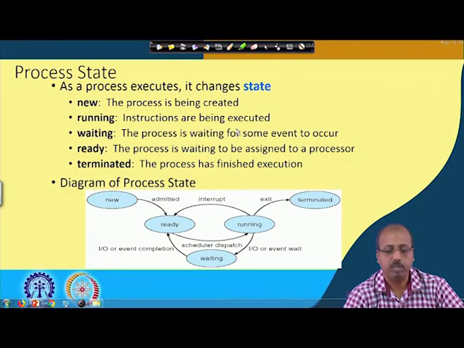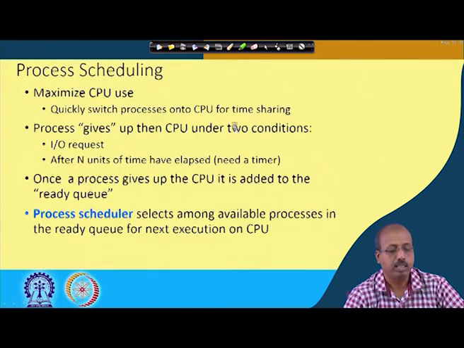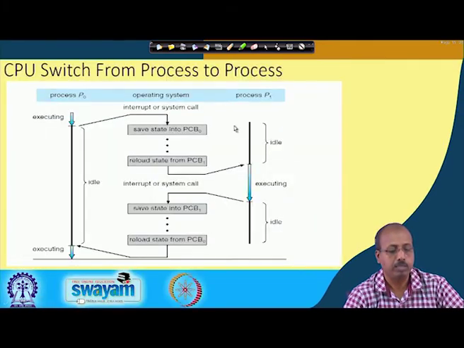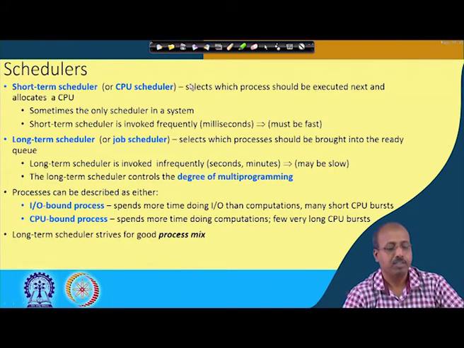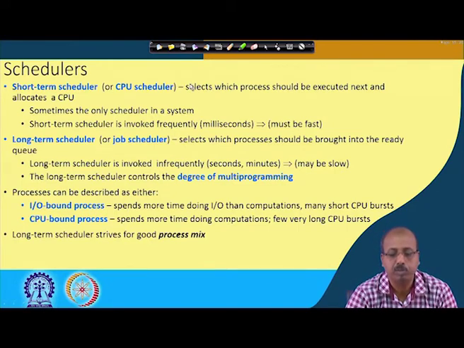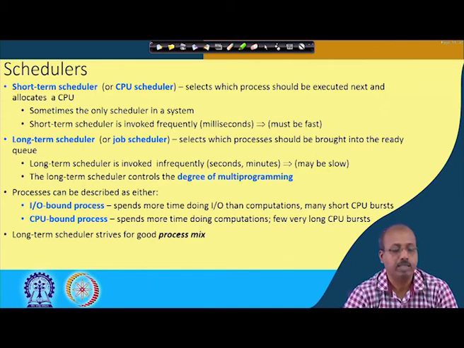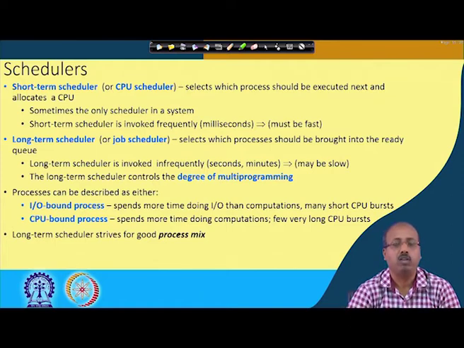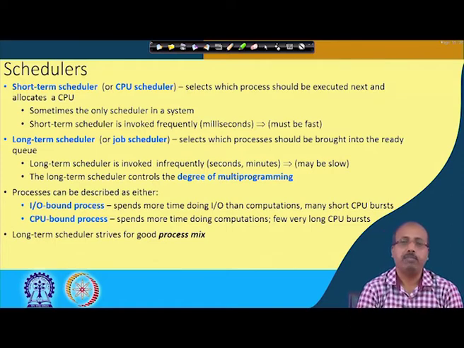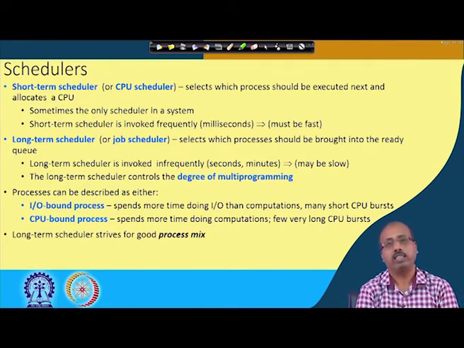So, coming back to the point we were discussing, the scheduling queues. We have the short term scheduler or CPU scheduler, which selects which process should be executed next and allocates the CPU. Sometimes it is the only scheduler in a system. In many systems we do not have the long term scheduler, because we do not have that much load in the system. That much variety of users is not there.